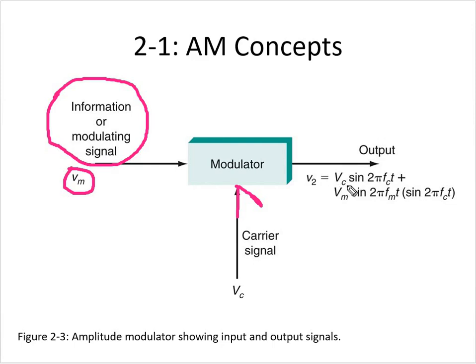तो ये अगर Vm है, ये Vc है, तो what is V2? V2 is equal to Vc sin 2π fc t plus Vm sin 2π fm t sin 2π fc t. ये है हमारे पास output expression for modulating signal. So amplitude modulator showing input and output signal.